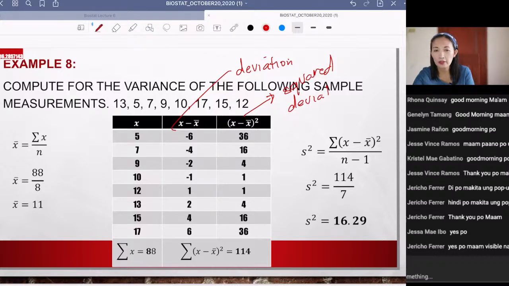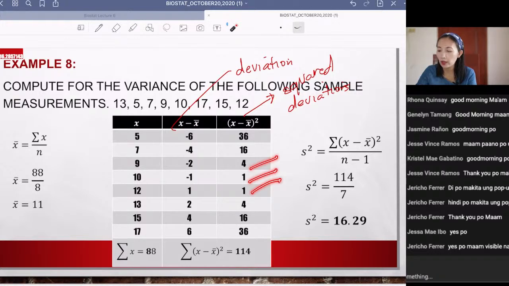So you square the deviations, all answers should be positive. Okay, negative 6 squared, 36, correct? Negative 4 squared, 16, negative 2 squared, 4, negative 1 squared, 1, 1 squared, 1, 2 squared, 4, 4 squared, 16, 6 squared, 36. Sum it up, it's 114.